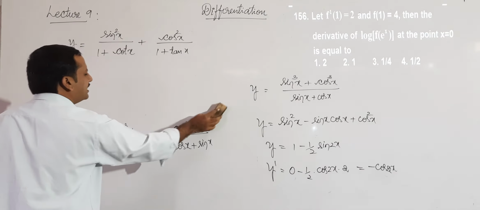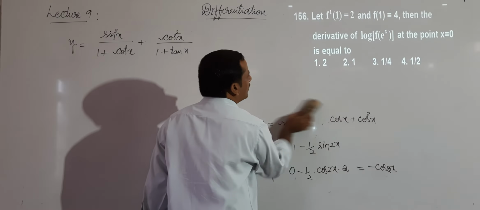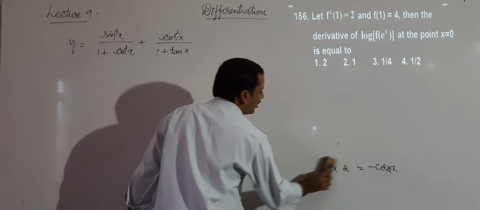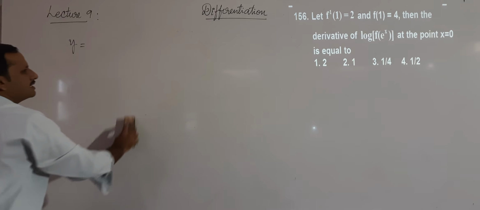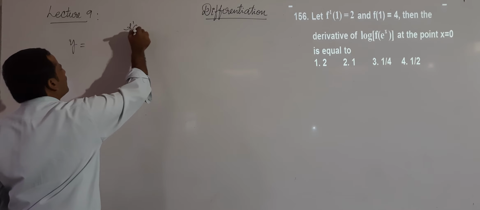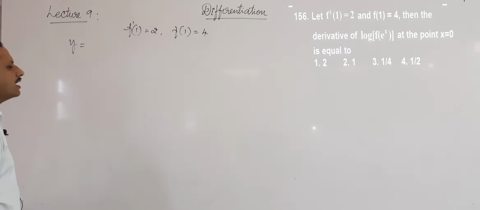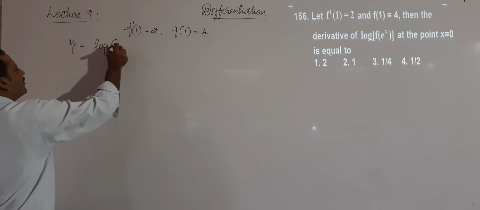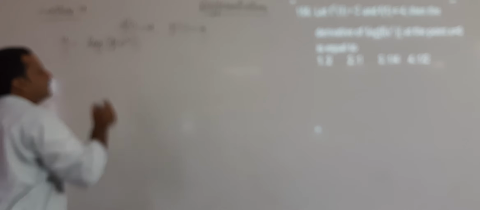Let f dash of 1 is equal to 2 and f of 1 is equal to 4. Then the derivative of log of f of e power x at the point x is equal to 0 is... Given that f dash of 1 is equal to 2 and f of 1 is equal to 4, we are asked to find the derivative of log f of e power x at x equal to 0. I will call this function y.